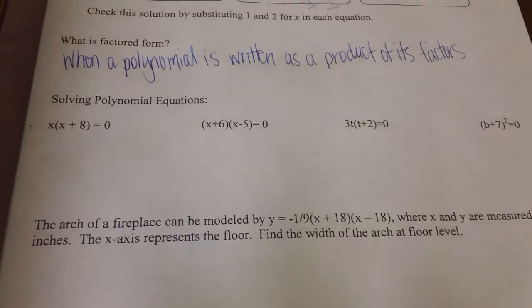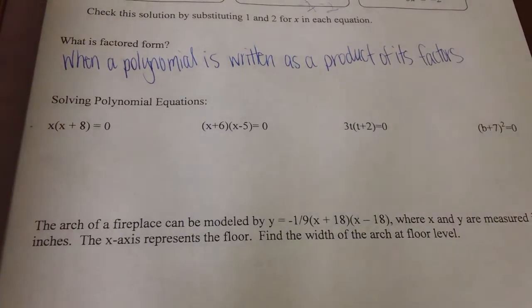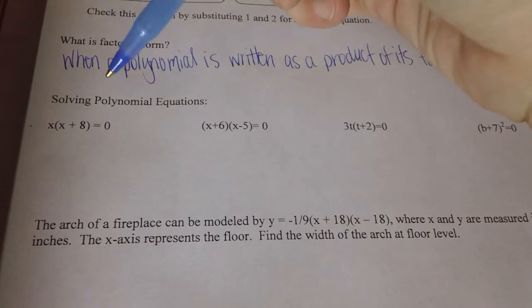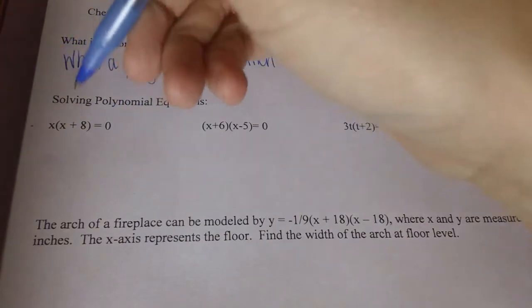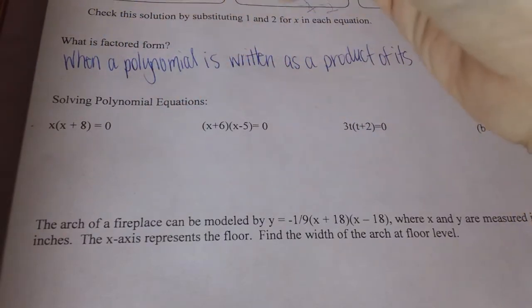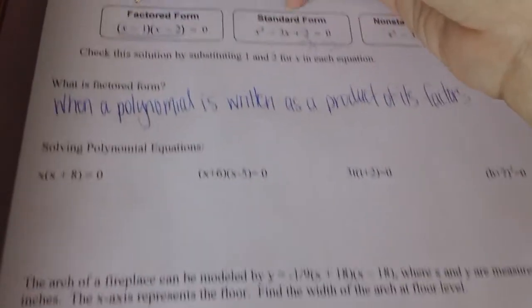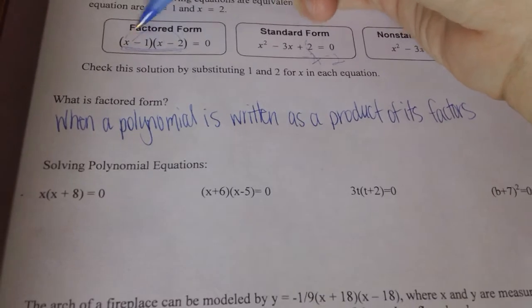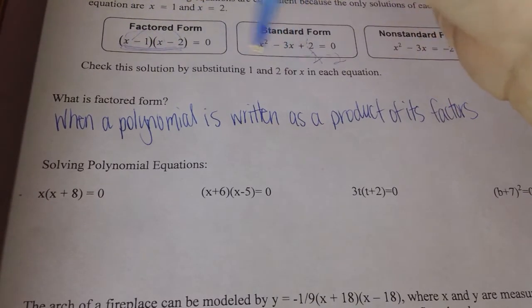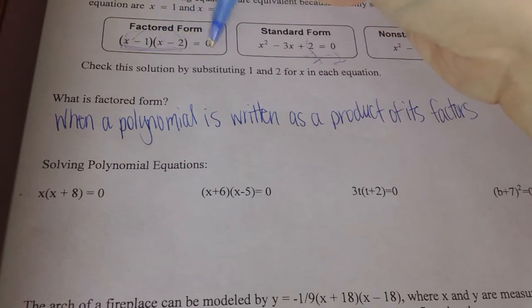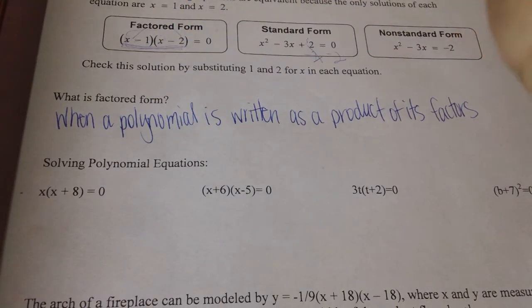And solving polynomial equations, all we have to do to figure out what x's possibilities are is take each piece and set them equal to 0. So for example, up here, x would be 1 because 1 minus 1 is 0, and x would be 2 because 2 minus 2 is 0. So those are the only two possibilities for x. They can only be either 1 or 2.